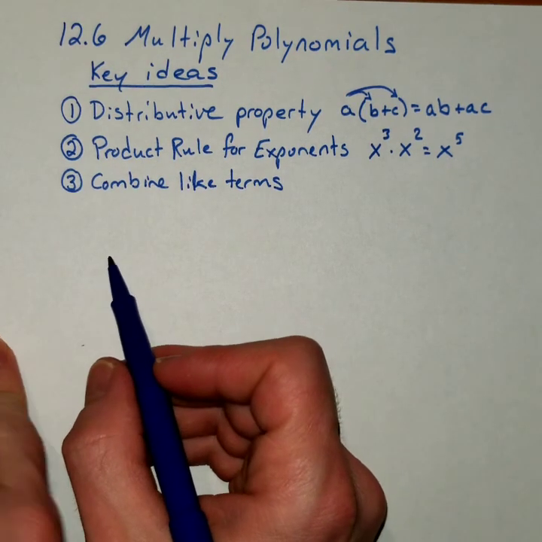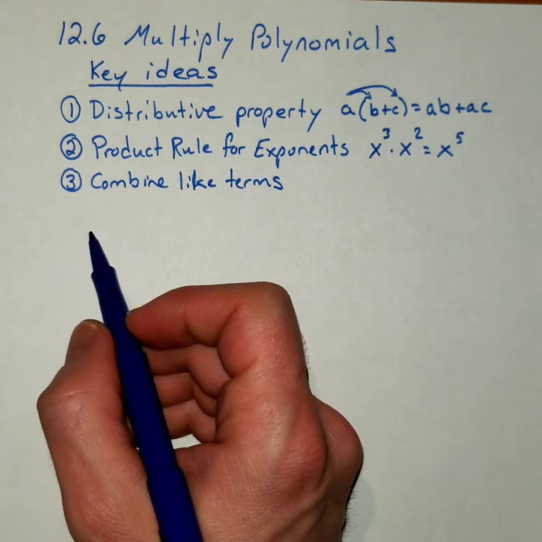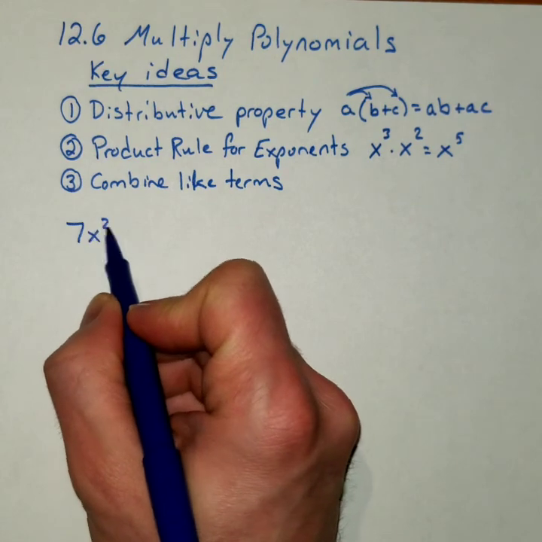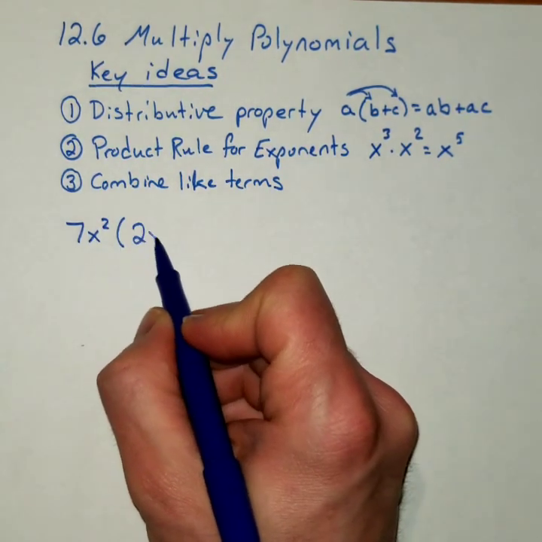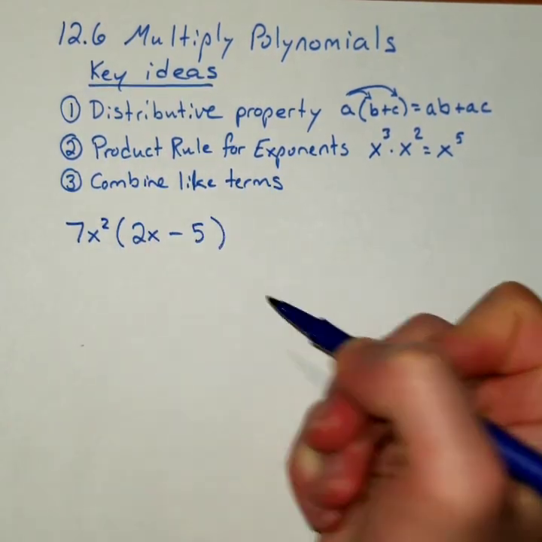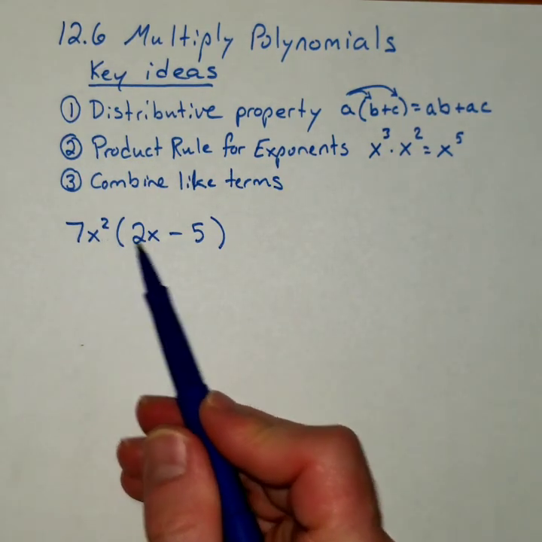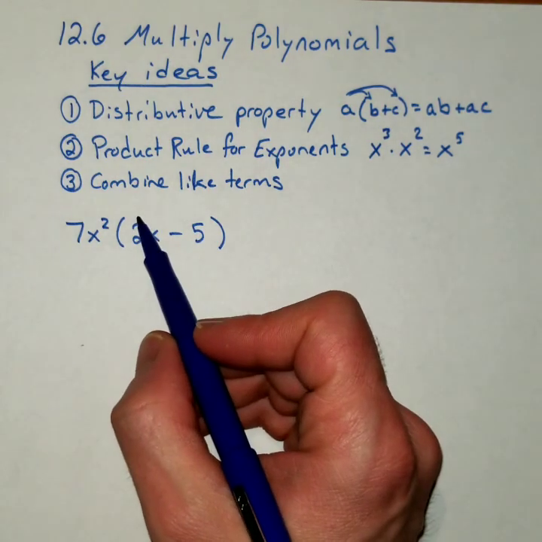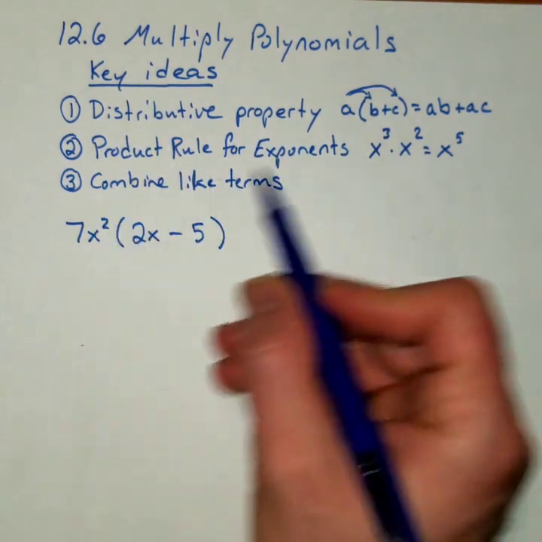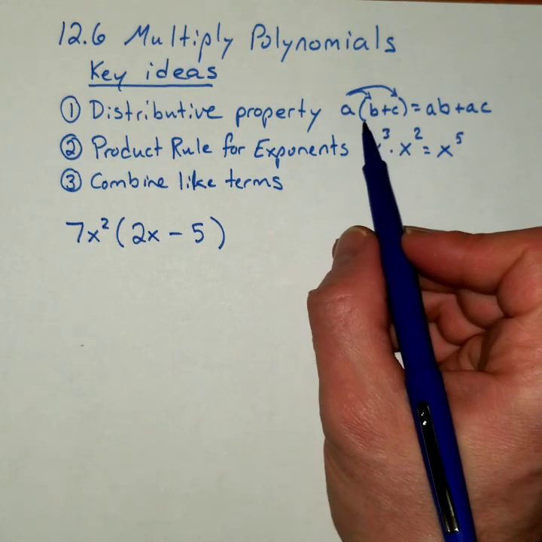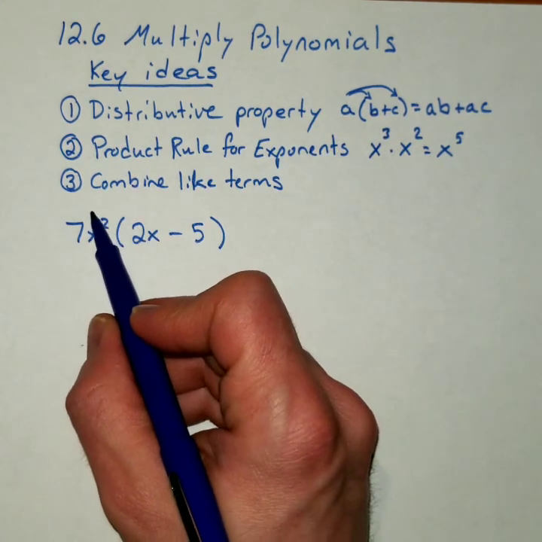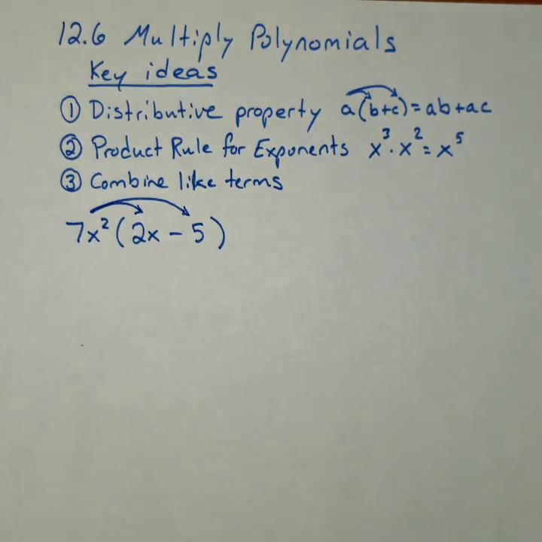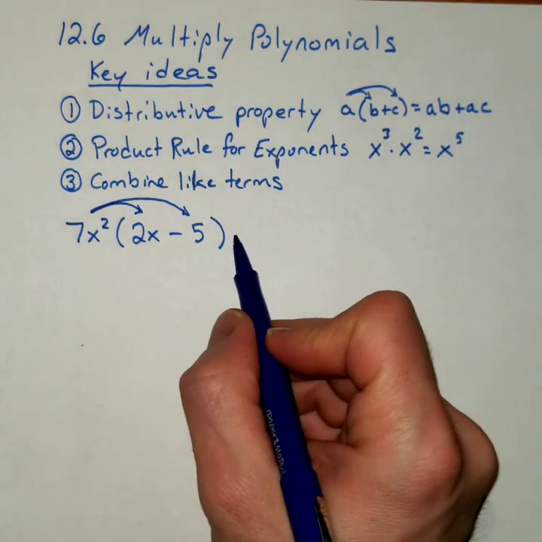Alright, so let's take a look at how this works with some examples. Let's take a simple one. If I have a monomial times a binomial, something like 7x squared times 2x minus 5. Okay, I've got a monomial on the left multiplied by a binomial on the right. And we're going to use the distributive property, just like here. We're going to take the monomial that's on the outside and distribute it in to each term of the binomial.